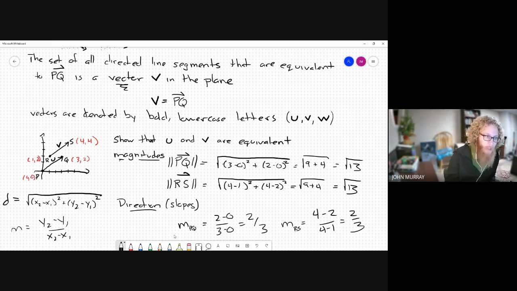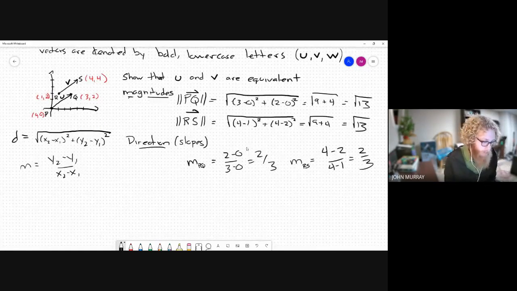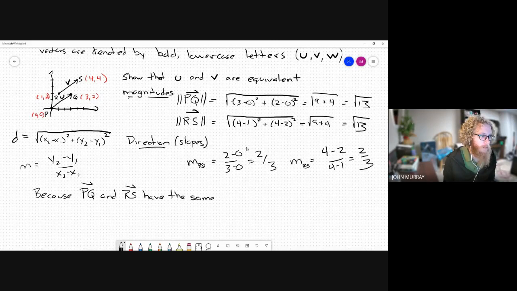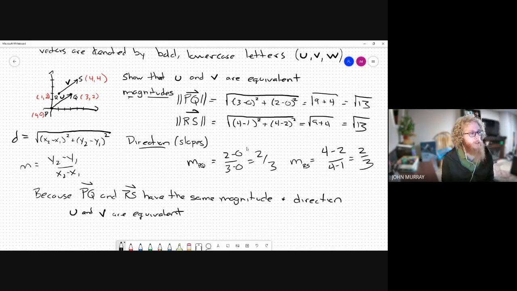So we can sum it up by saying that because PQ and RS have the same magnitude and direction, U and V are equivalent.